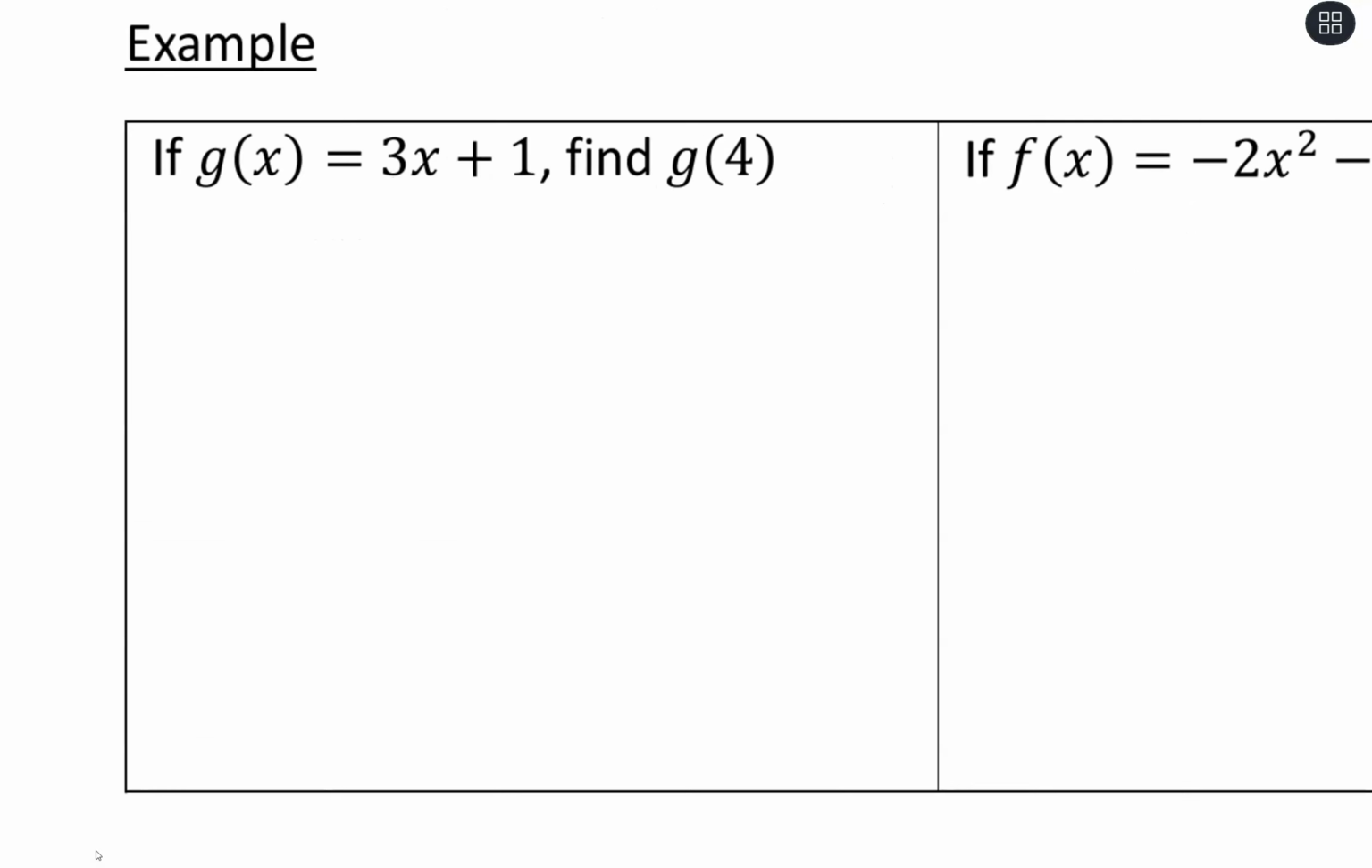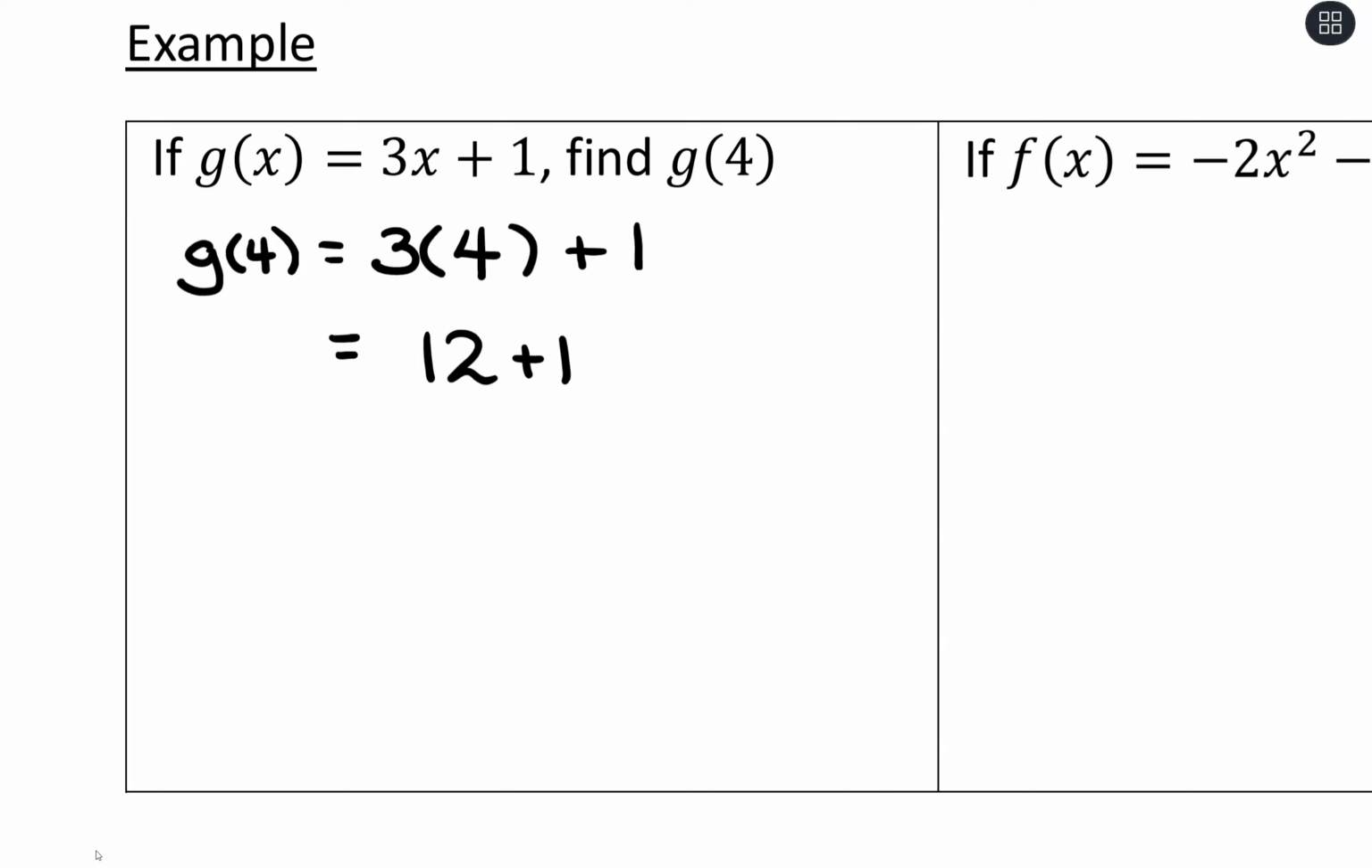So if g of x is 3x plus 1 and we want to find g of 4, then what we're going to do is have 3x plus 1, but instead of x, we're going to replace it with parentheses and our input will be 4. And then we simplify down to 12 plus 1, which is 13. And so we have this expression that g of 4 is equal to 13. What we're also getting out of this is that if we have an x value of 4, our y value would be 13 for this function g of x.